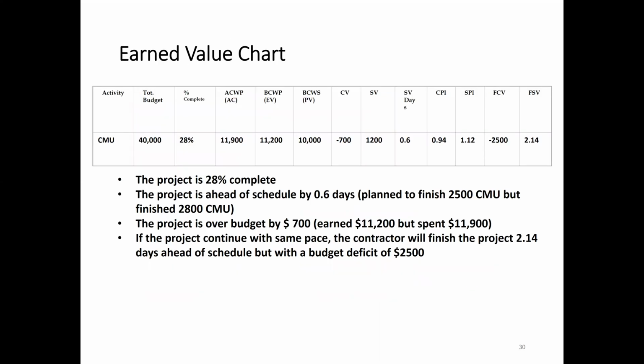Now we have found all the values, so we fill the table. Total budget is 40,000. Percent complete is 28%. AC value is 11,900. EV value is 11,200.